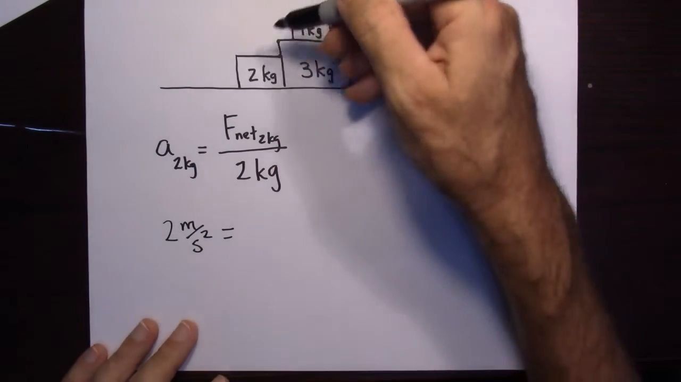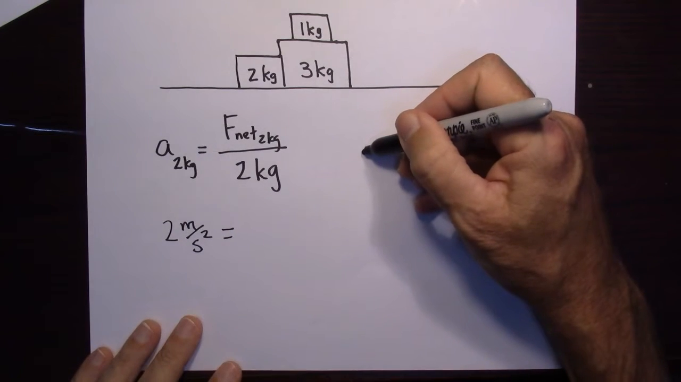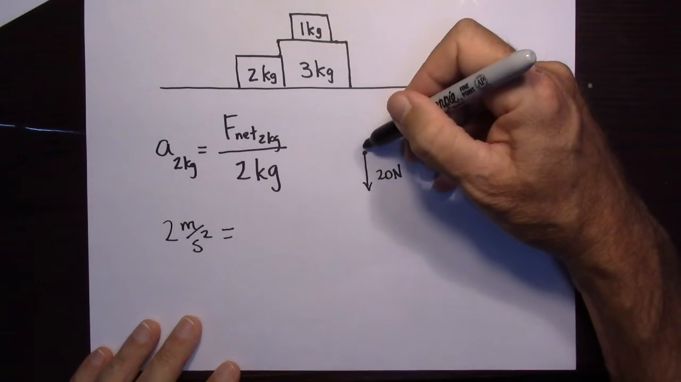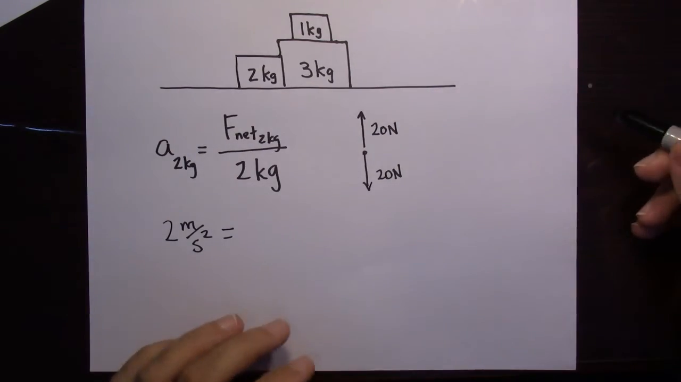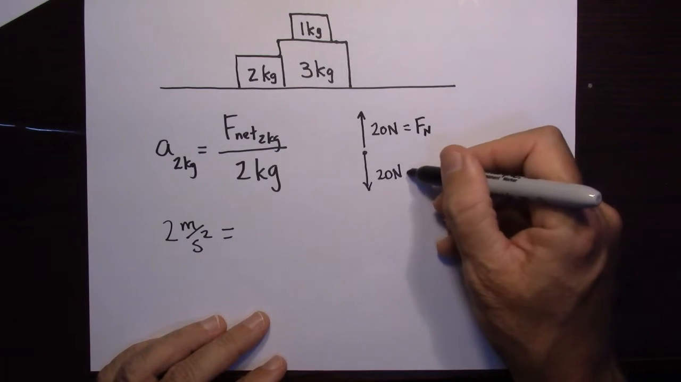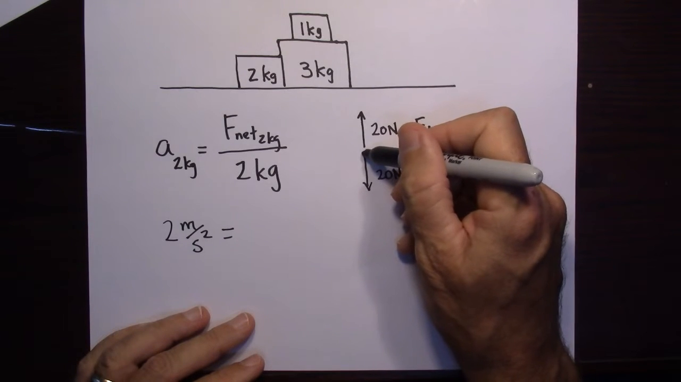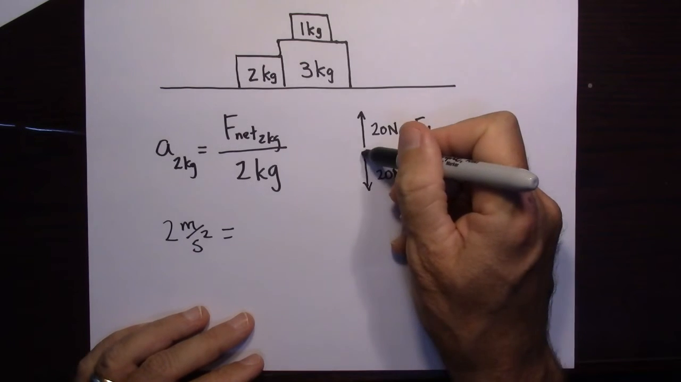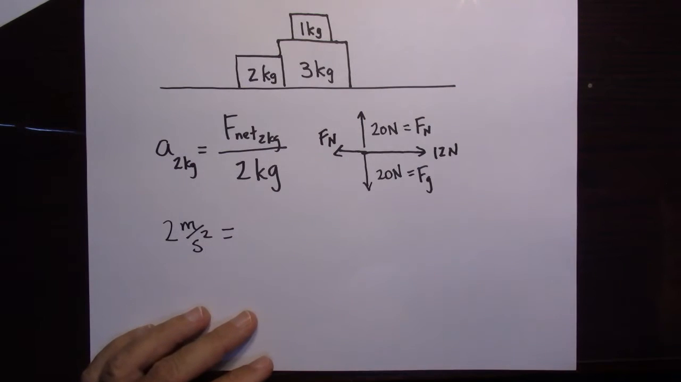Now, if I draw the forces on the 2 kilogram mass, let me put them right here. They're going to be 20 newtons down. Table's pushing up with 20 newtons. I know that's true because it's not accelerating in the y direction. So this is the normal force, and this is the force of gravity on the 2 kilogram one. And then we have a force of 12 newtons pushing this way, and then we have the force from the 3 kilogram one pushing that way. We'll call that the normal force on it.